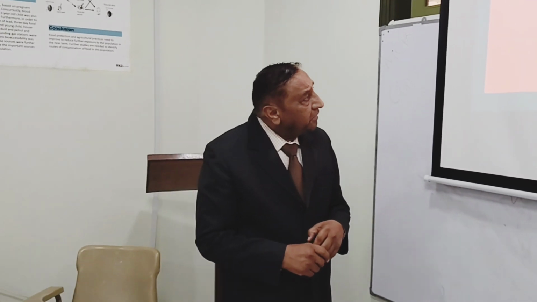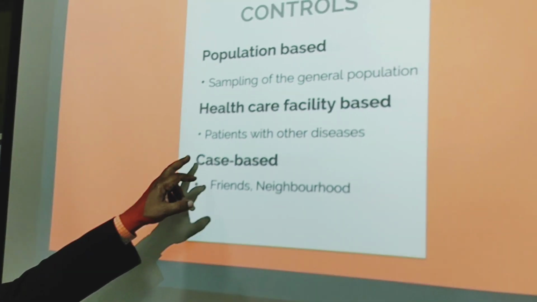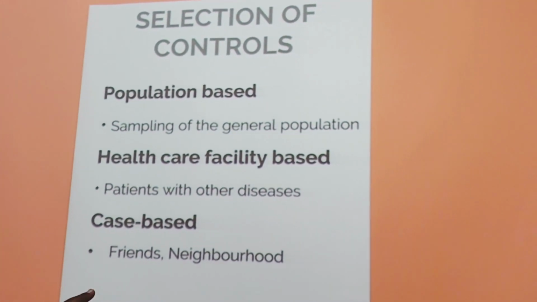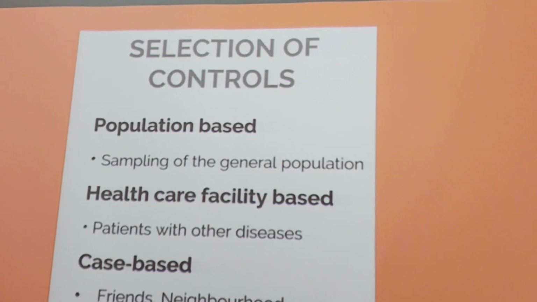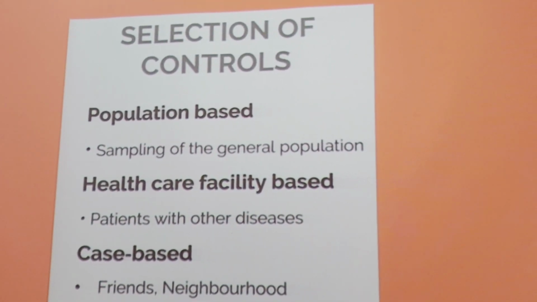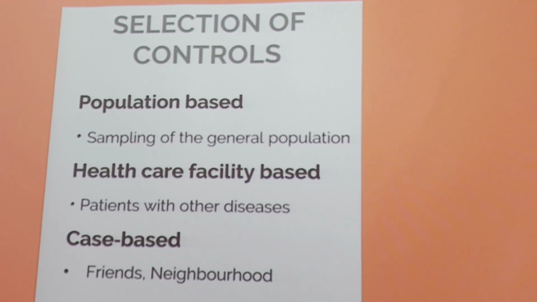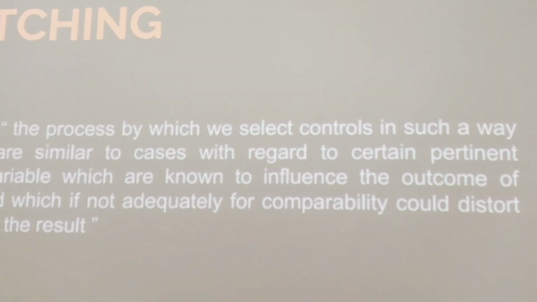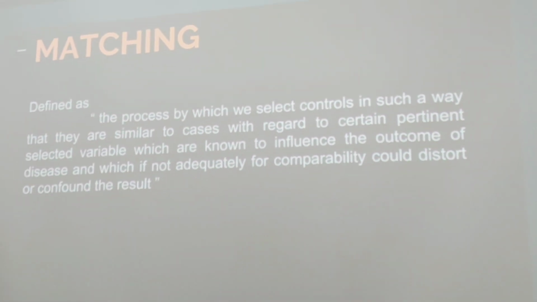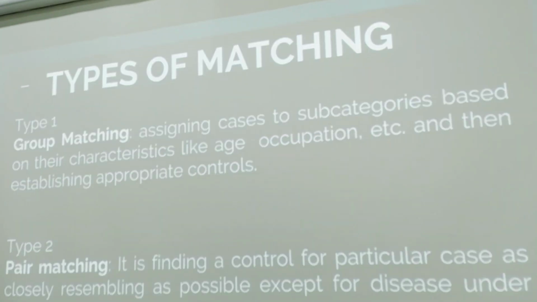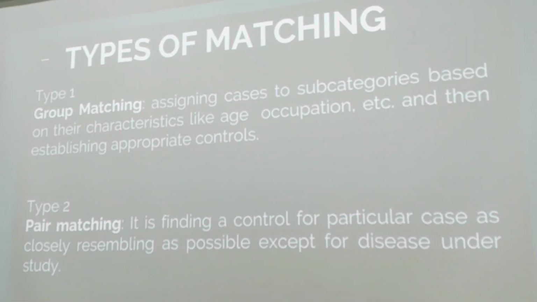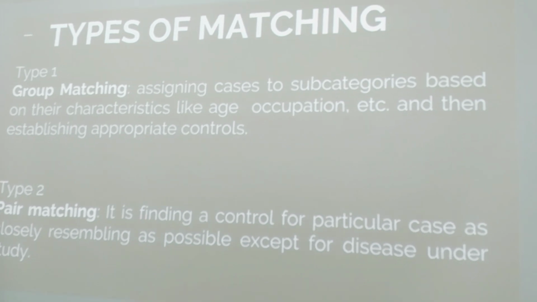So this is, I think, important. Facility based, population based and case based. These are subtypes or variations of this study. Next. Matching I have already told you. Next. Group matching and pair matching. Pair means case to case.